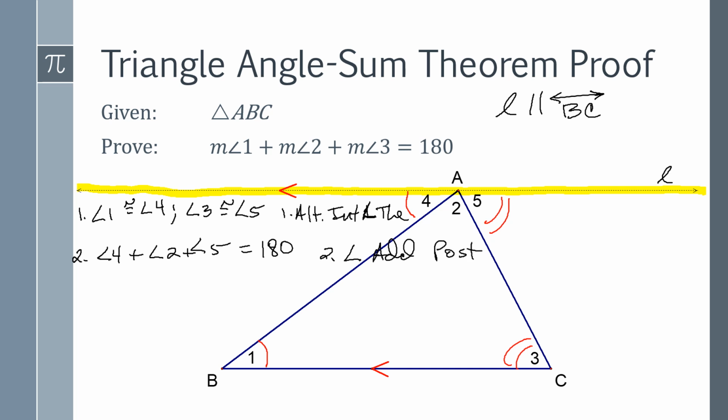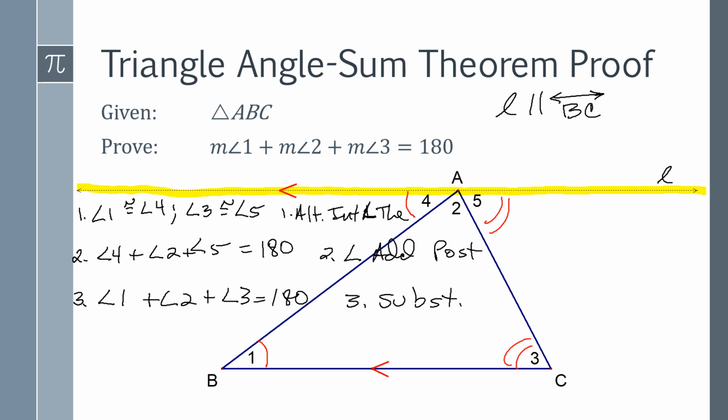The next thing I can state, I can take angle 4 out and put angle 1 in. And I can take angle 3 out, angle 5 out and put angle 3 in. And that's by substitution. So we've proven this theorem. Now, I'm not worried about you doing the proof. I'm worried about you using the theorem.